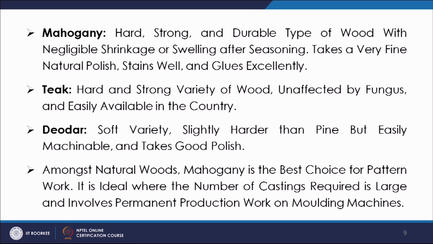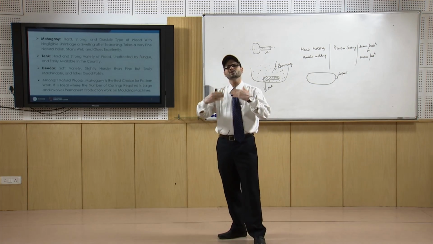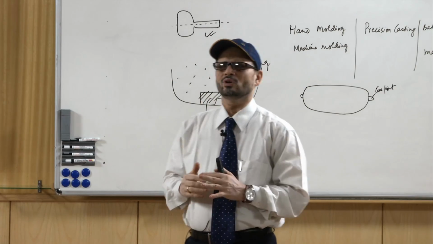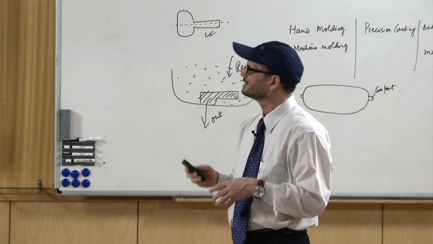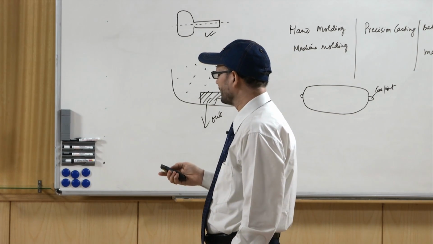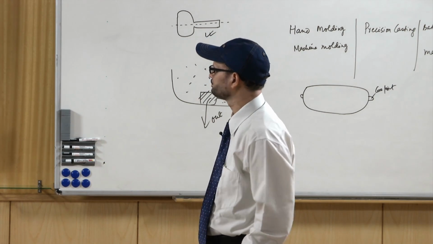Among all the natural woods, mahogany is the best choice for pattern making work. It is ideal where the number of castings required is large and involves permanent production work on molding machines. As we have seen, it is quite durable, hard and strong, so it can even be used for machine molding, where it has to withstand large impact or ramming forces. At that time mahogany is better suited. So, mahogany is the more preferred choice among these woods.